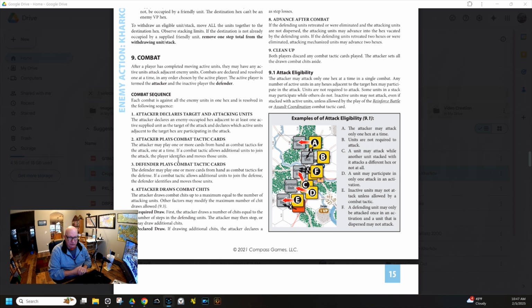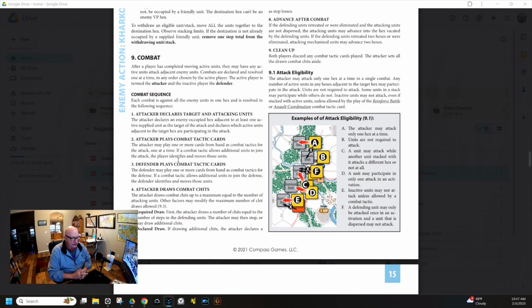So the combat sequence: each combat is against all the enemy units in one hex and is resolved in the following sequence. The attacker declares a target and the attacking units. The attacker declares an enemy occupied hex adjacent to at least one active supplied unit as a target of the attack and declares which active units adjacent to the target hex are participating in the attack.